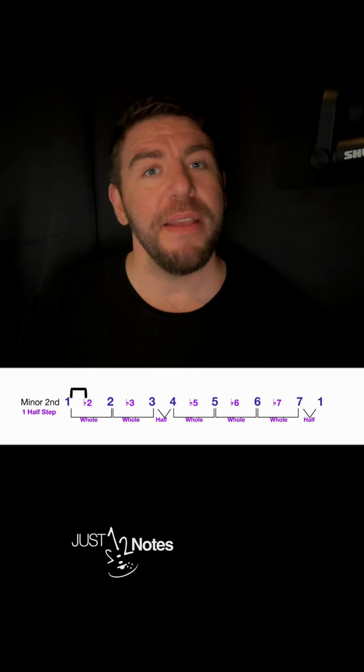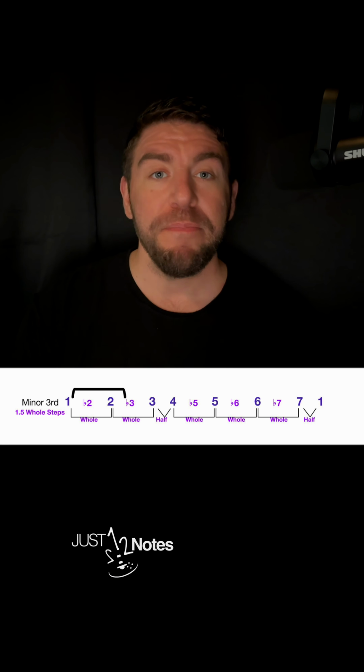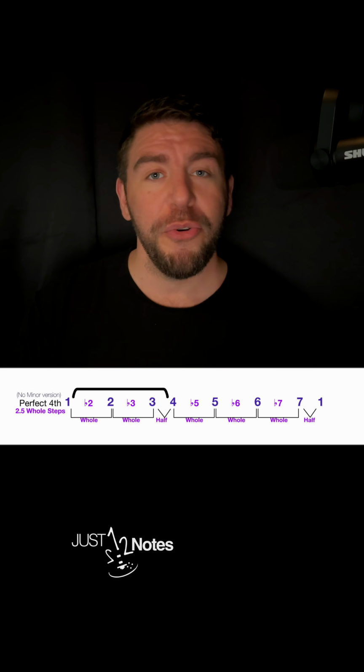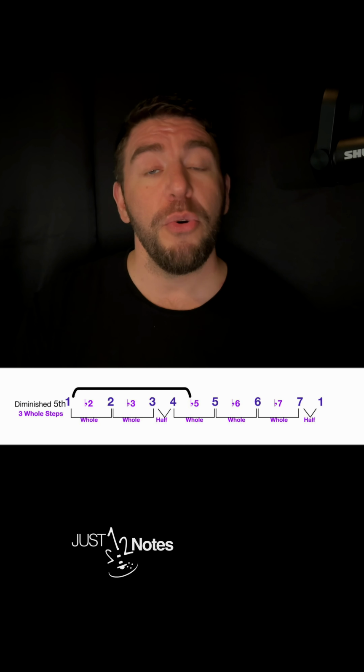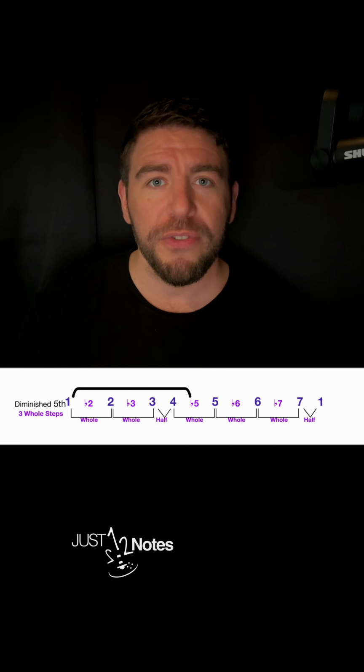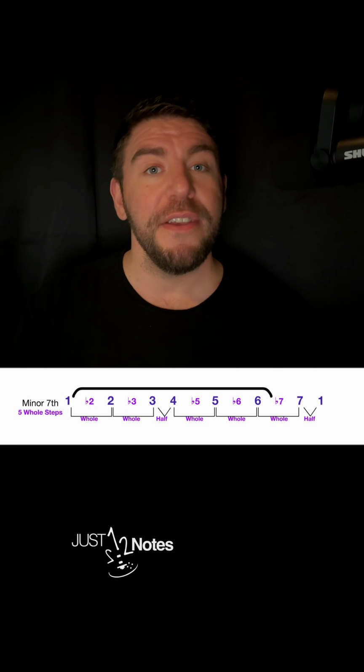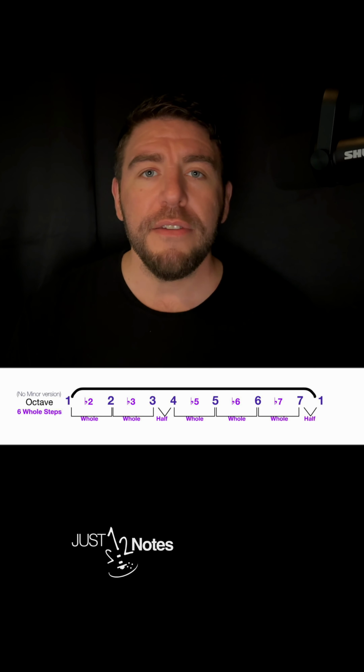A minor second is a half step. A minor third is a step and a half. A perfect fourth is still a perfect fourth, which is 2.5 steps. A diminished fifth or a flat 5 is 3 whole steps. A minor sixth is 4 whole steps. A minor seventh is 5 whole steps. And an octave is still an octave.